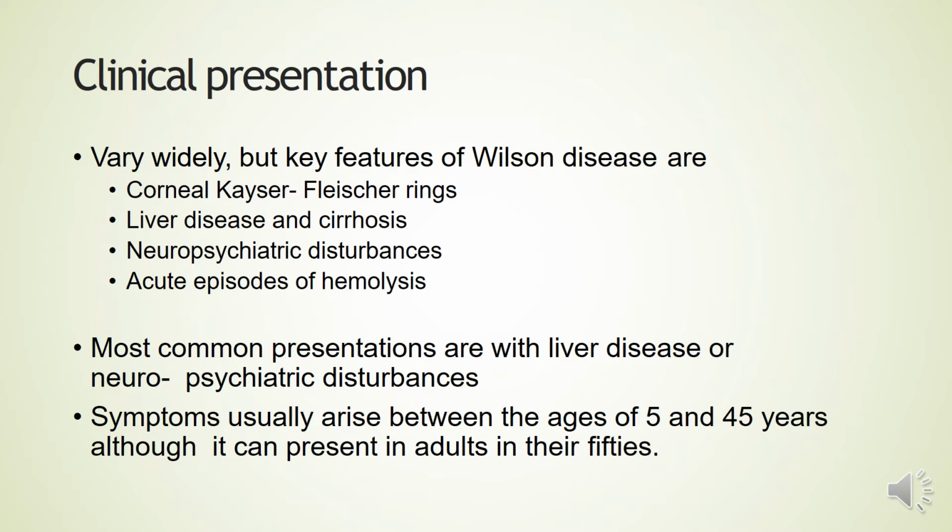So the most common of these are the liver disease and neuropsychiatric manifestations, and the symptoms usually arise between the age of 5 and 45 years, although it can present in adults in their 50s. So look at the variation of presentation. It can be anywhere between 5 to 45 years, and in pediatrics there is a dictum that any child presenting with cirrhosis above the age of 5 years is Wilson's disease unless otherwise proved. So this disease can be so common sometimes, but it still remains undiagnosed and the presentation remains highly variable.